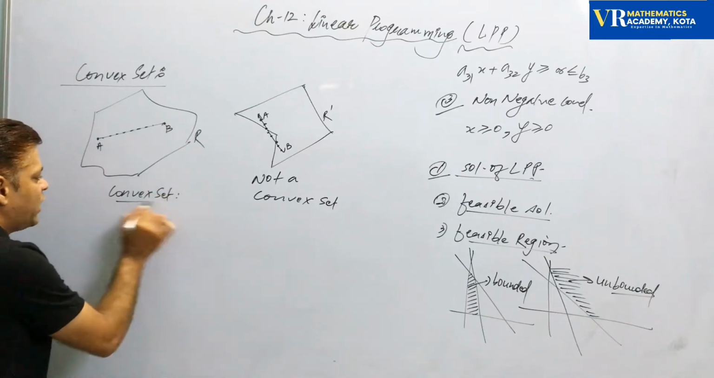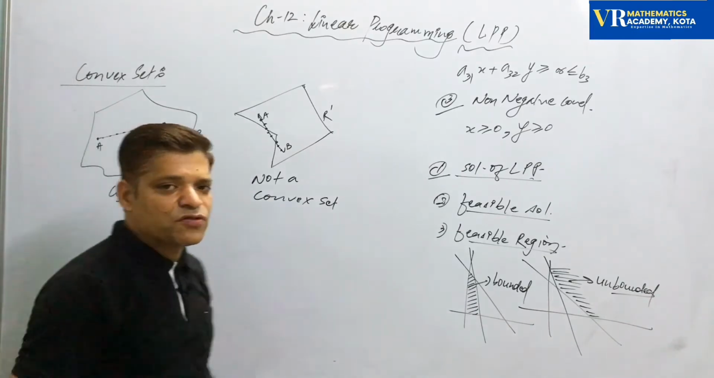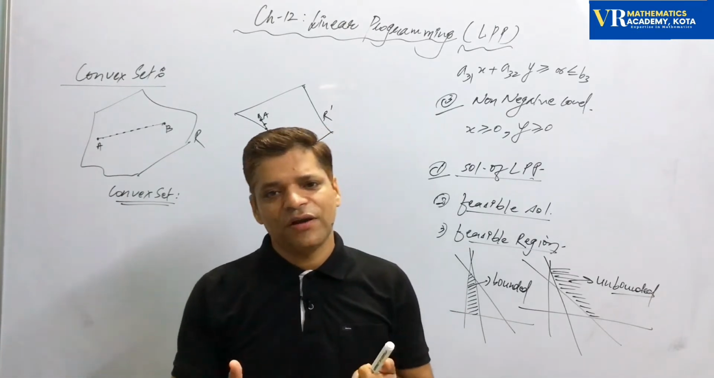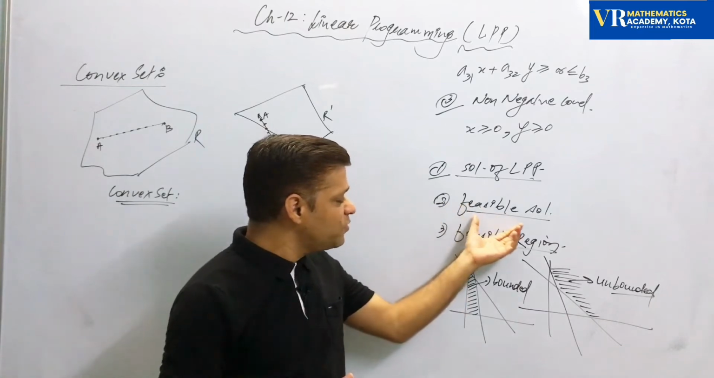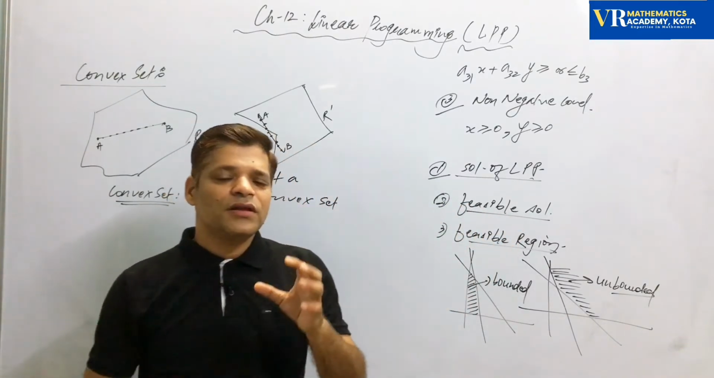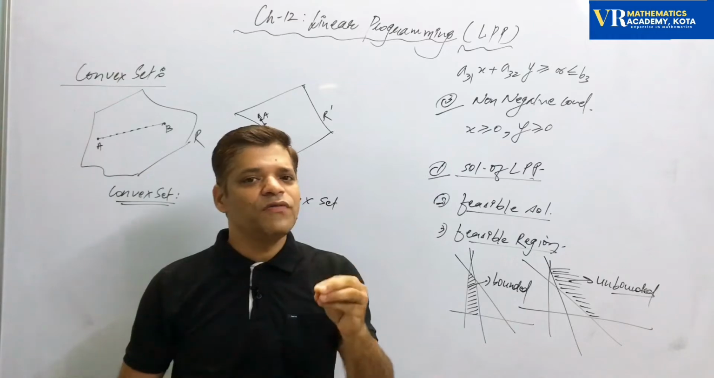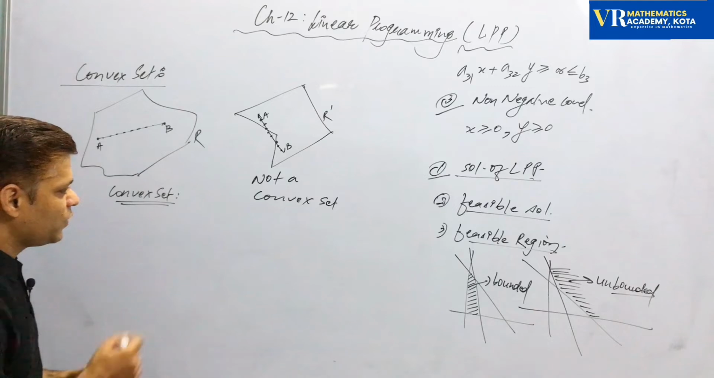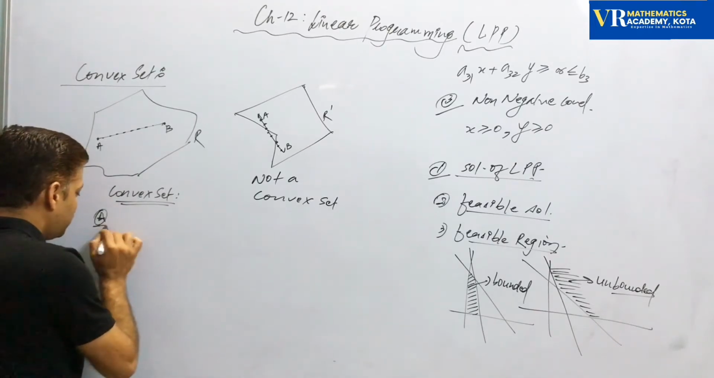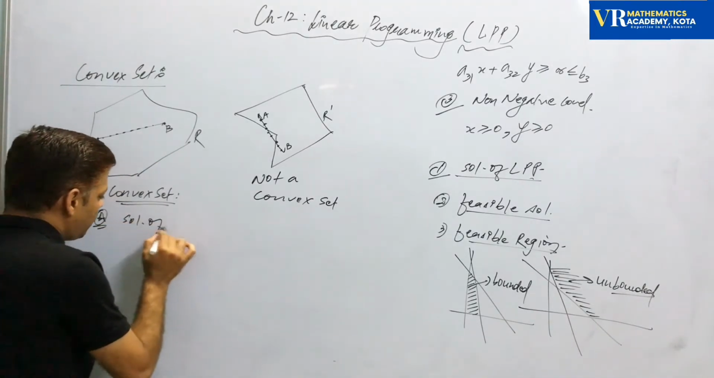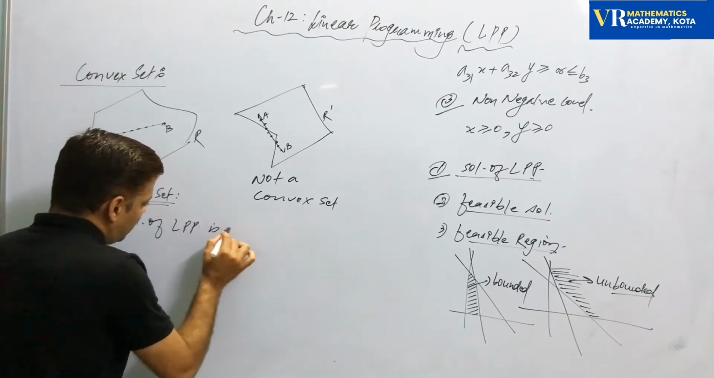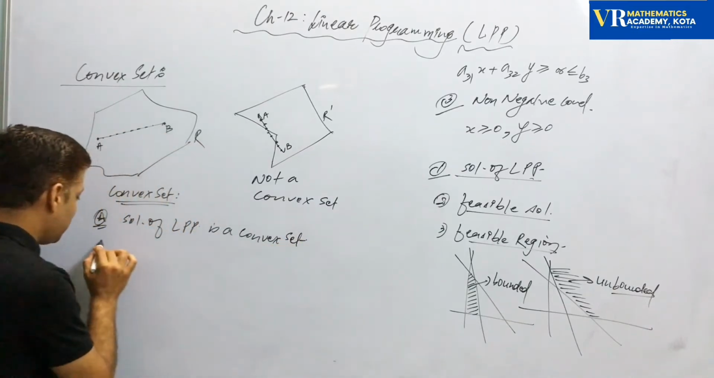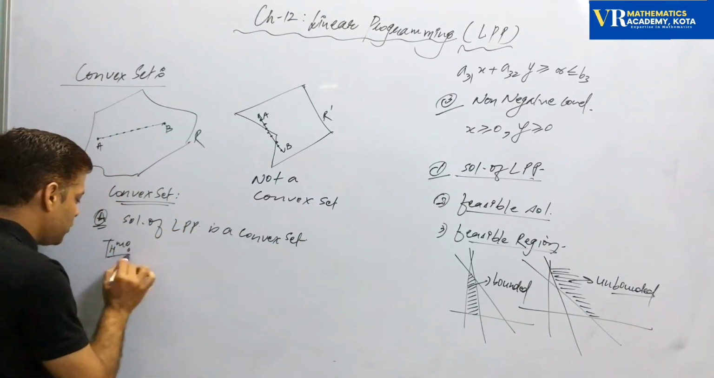So why are we going to study the convex set? Because when we find the solution of the LPP, this solution is always a convex set. Or we can say the feasible solution of an LPP always lies in a convex set. So that's why we are going to study a convex set. The important point here is that the solution of an LPP is a convex set, and based on this we have a theorem.